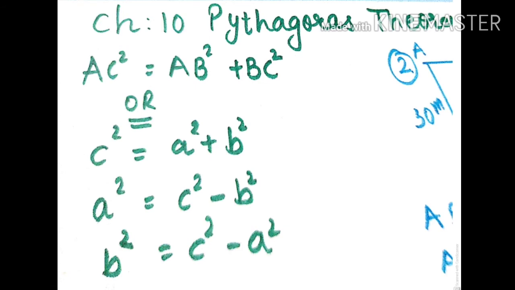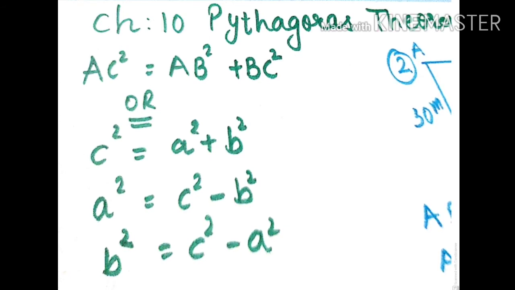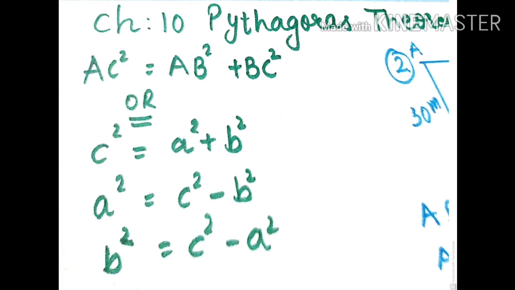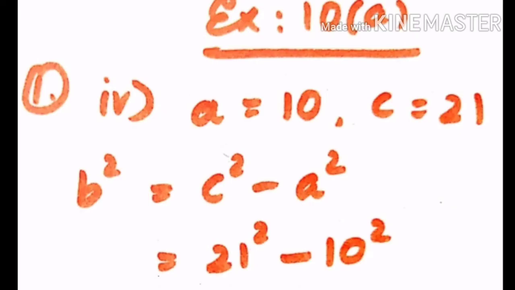And if A and C values are known to you, then you can find your B value by using B square is equal to C square minus A square formula. So now students, we will apply all these formulas to solve our questions in exercise 10A. Now here in exercise 10A, question number 1, in a right angle triangle ABC, C is the length of the hypotenuse and A and B are other two sides.